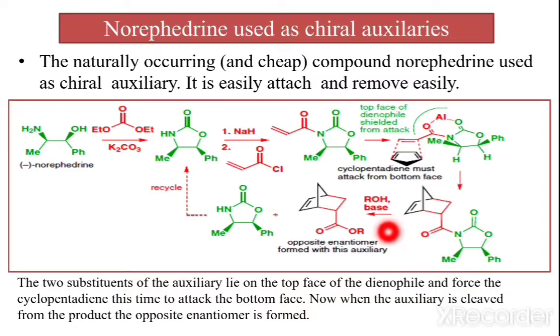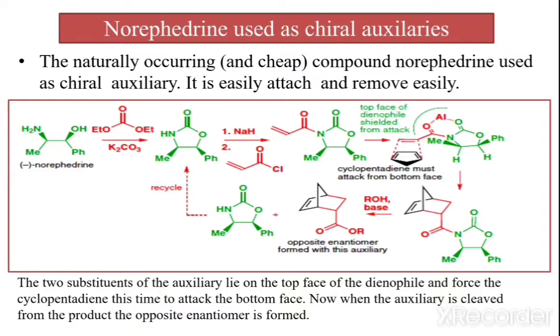Next step is the removal of the chiral auxiliary. The opposite enantiomer is formed with this chiral auxiliary, and here we get the final product. This is most important, I have repeated: the two substituents of the chiral auxiliary lie on the top face of the dienophile, and they force the cyclopentadiene to attack the bottom face. Now when the chiral auxiliary is cleaved from the product, the opposite enantiomer is formed. This is the simple way to remember the actual mechanism of the chiral auxiliary.